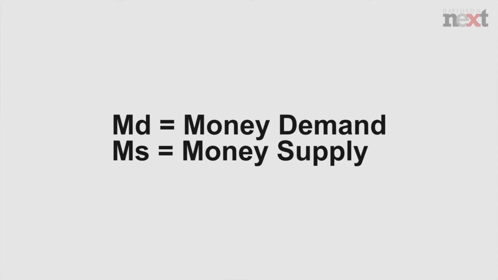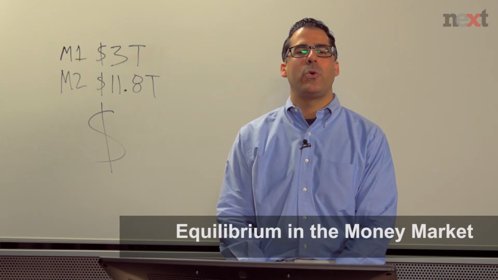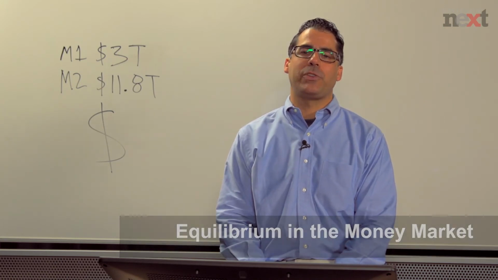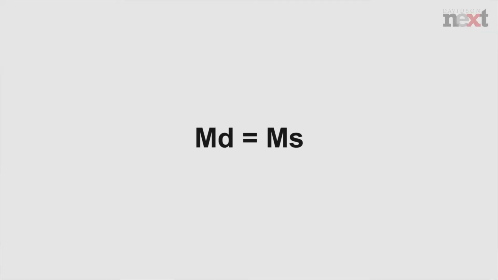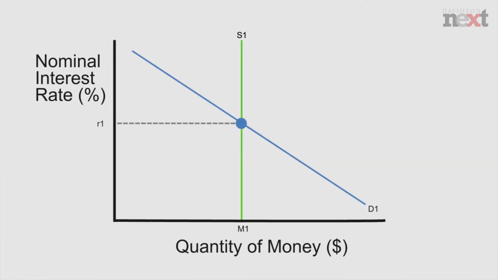When we combine the money demand and money supply curves, we can describe how the nominal interest rate is determined. In any market, equilibrium is reached when supply and demand are the same. Equilibrium in the money market takes place when the quantity of money demanded is equal to the quantity supplied. Another way to say this is the quantity of money people are actually holding is equal to the quantity of money they want to hold. As you can see, the equilibrium point is at the intersection of supply and demand at M1 and R1. This is the money market in equilibrium.